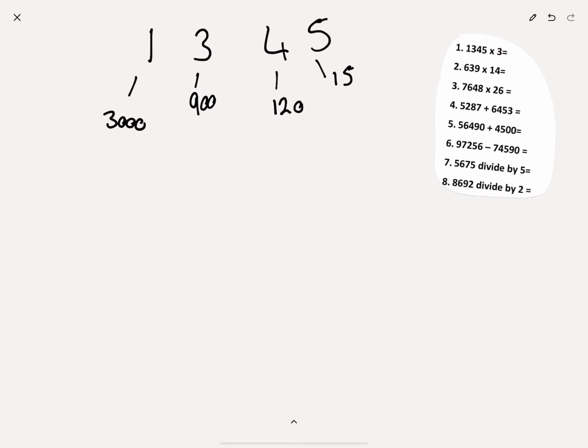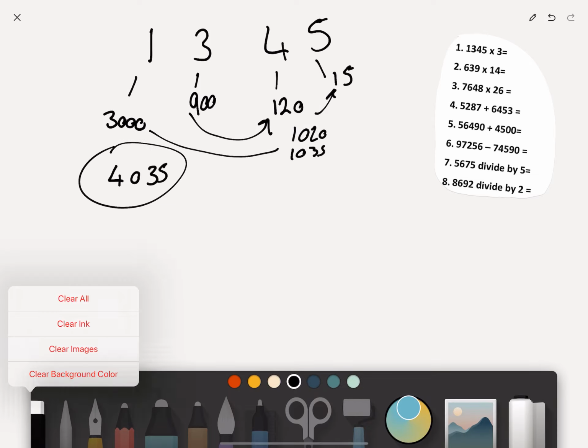And then all that's left is to add these up. So you've got 1,020 there, so you've got 4,035. Okay, the 900 and the 120 make 1,020. Add the 15 is 1,035. Add it to the 3,000 is 4,035. Okay, really close to getting that one wrong, wasn't I?